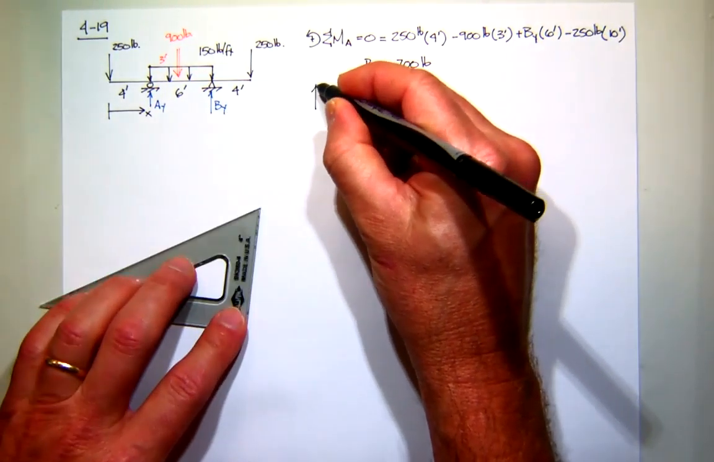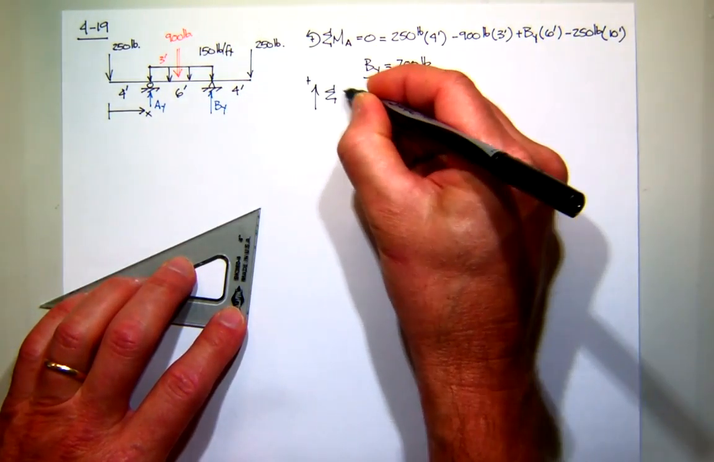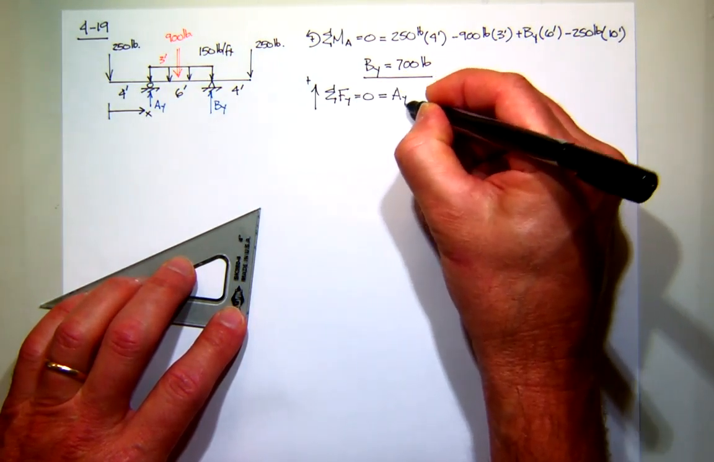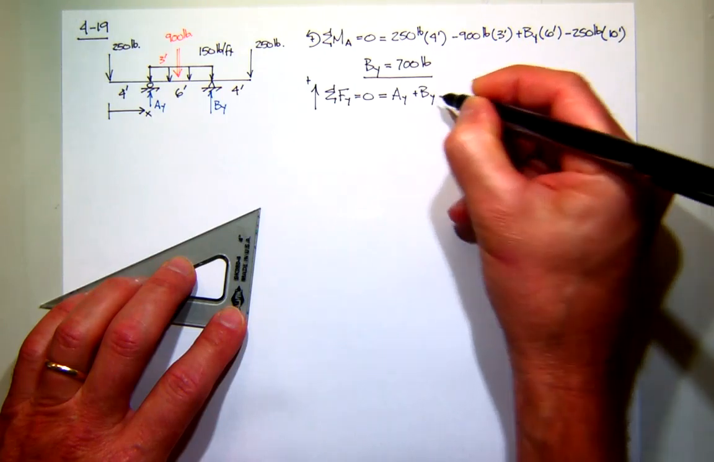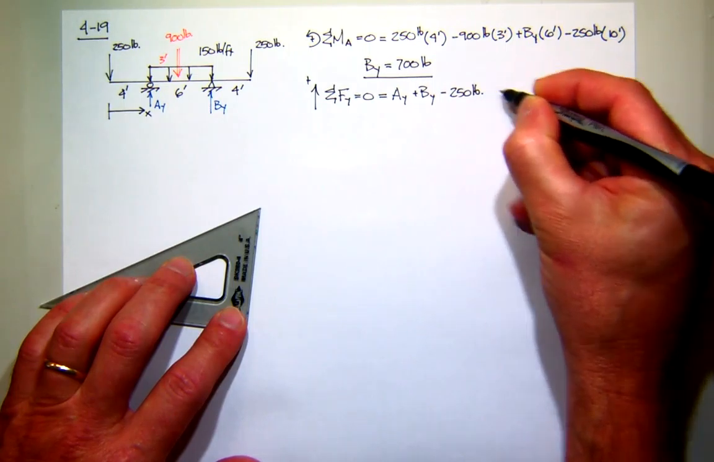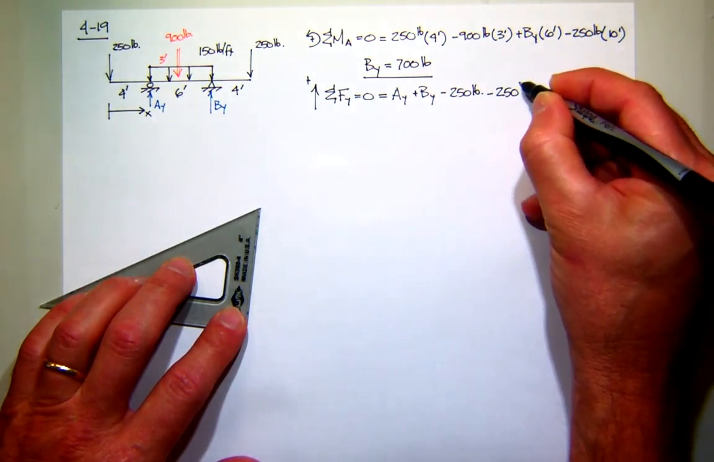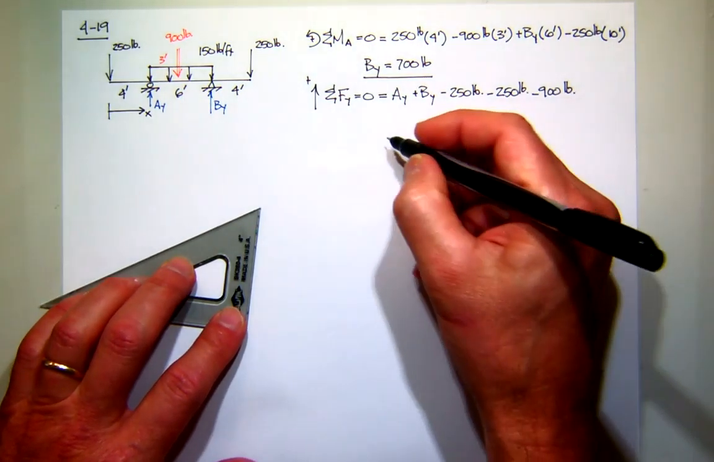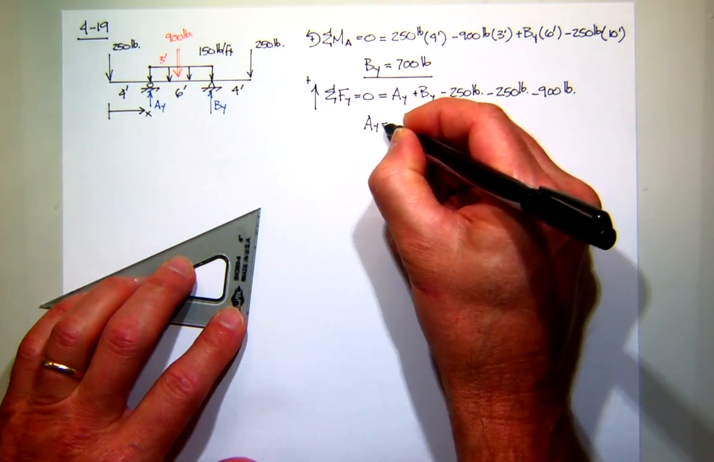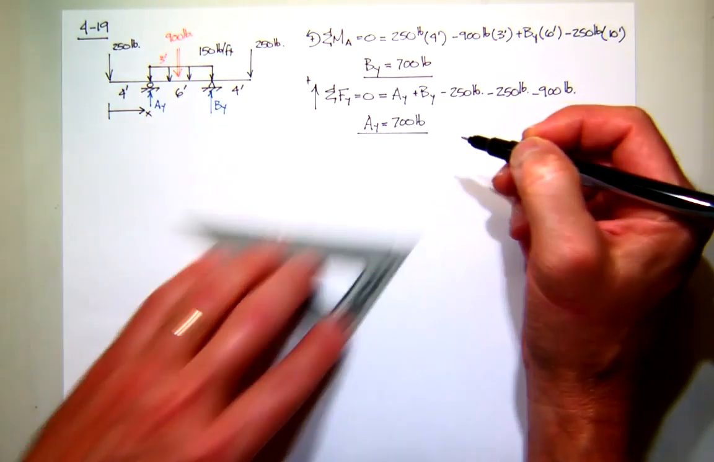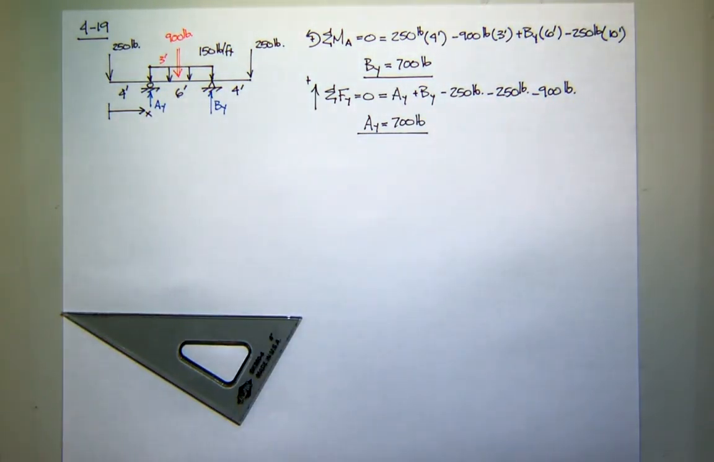And then we'll go ahead and sum forces in the y direction. So I have Ay acting up plus By up. And then I have all those forces down. So minus 250, minus 250, minus 900. So it looks like Ay is also 700 pounds. So far, so good? Okay, so now we're going to write equations for shear force and bending moment.